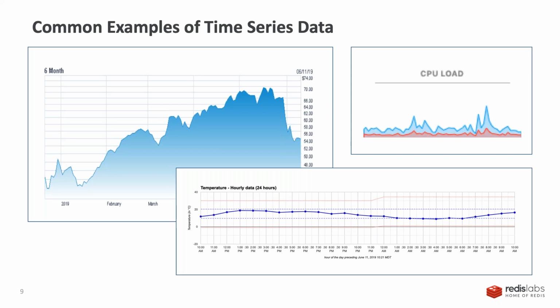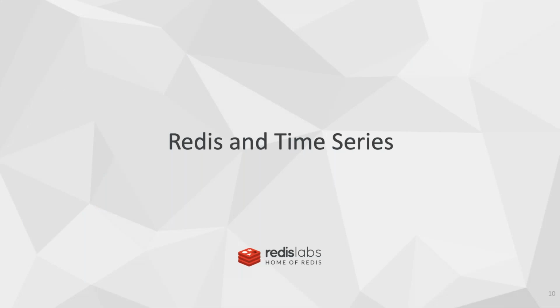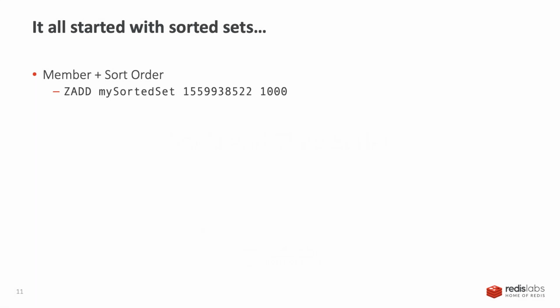Now let's focus in a little bit more and talk about Redis and time series. It all started with sorted sets. Sorted sets are one of the built-in data structures in Redis, and people started using them for time series data early on. So you'd have ZADD, my sorted set as a key, then a timestamp, which was the score, and then a member, which was your value. That was great, but you could only get ranges. You couldn't do the averages or downsampling type of features that you would otherwise do.